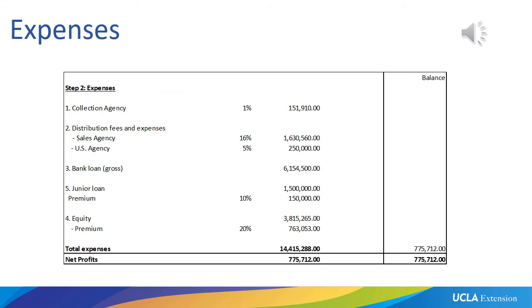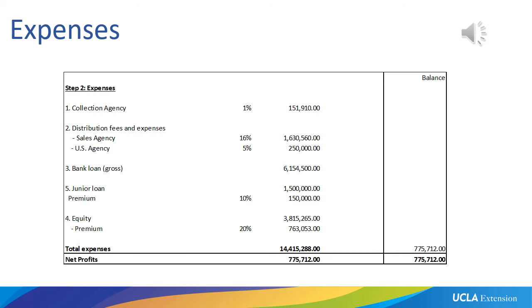So when we look at our expenses here, we have, of course, the collection agent, which is the third party that collects all our revenues and manages all our repayments of our loans and investments, as well as all the distribution fees and costs we have to deal with. So the collection agent charges us 1% of our revenues, which is $151,910, because our revenues, as you remember, was $15,191,000.